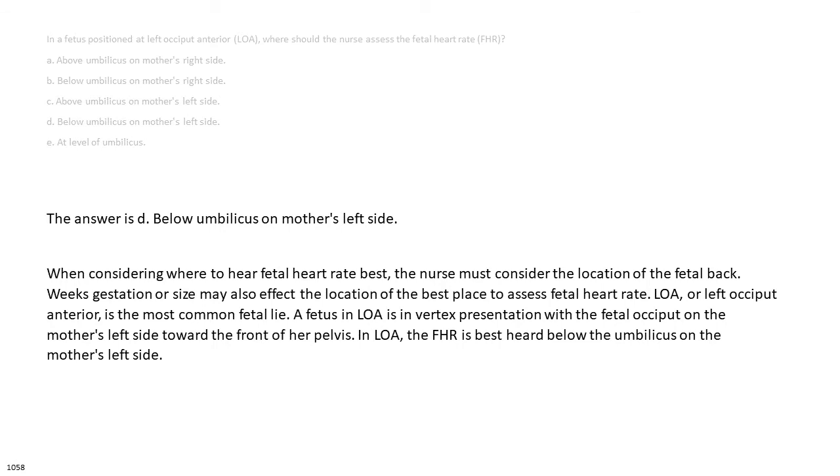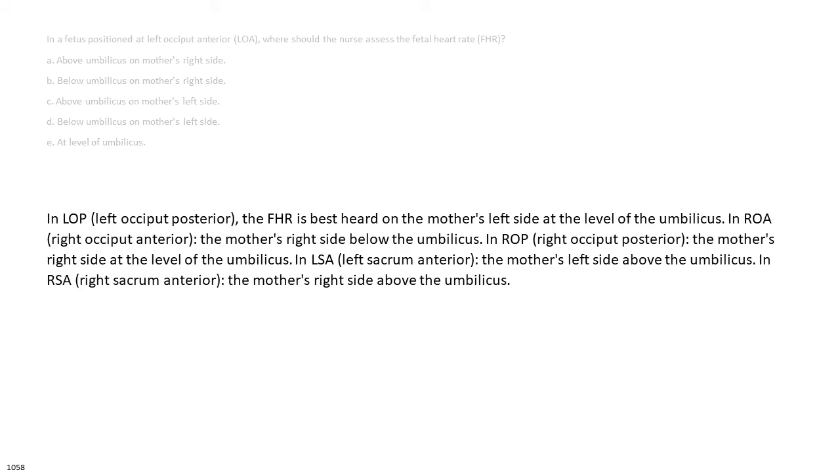A fetus in LOA is in vertex presentation with the fetal occiput on the mother's left side toward the front of her pelvis. In LOA, the FHR is best heard below the umbilicus on the mother's left side. In LOP, left occiput posterior, the FHR is best heard on the mother's left side at the level of the umbilicus. In ROA, right occiput anterior, the mother's right side below the umbilicus. In ROP, right occiput posterior, the mother's right side at the level of the umbilicus.